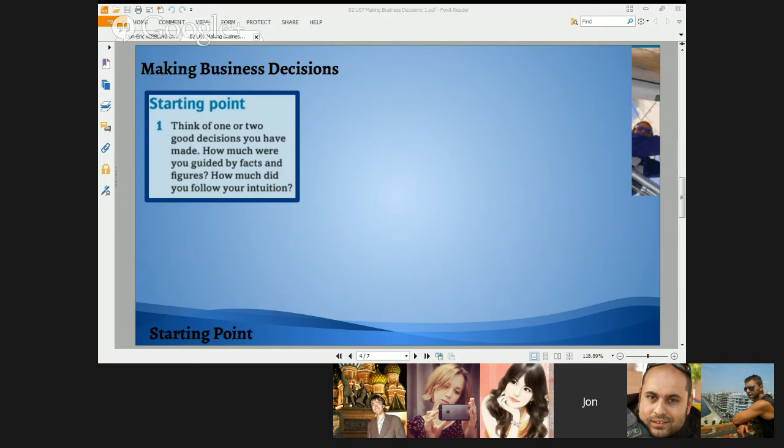When you made that decision, what was it based on? Facts and figures or intuition? I think facts and figures. Good. Do you remember a fact or figure particularly that helped you make a decision? The job.